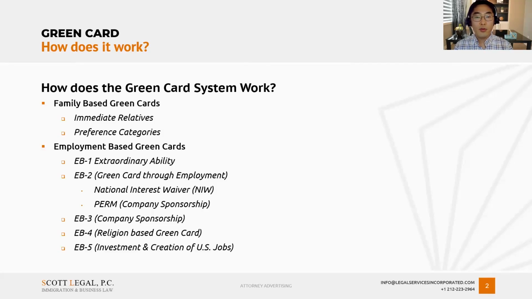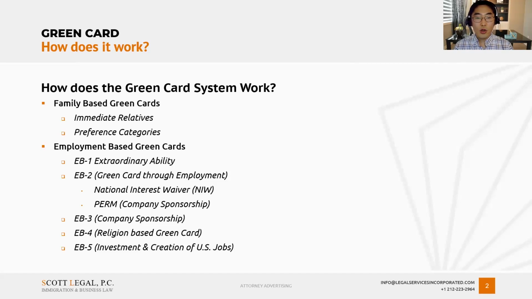For more detailed information, you may look at the Department of State's visa bulletin, but a couple of good examples are a spouse of a U.S. permanent resident or brothers and sisters of U.S. citizens. Employment-based green card categories are broken into a total of 5 big categories from EB1 to EB5.